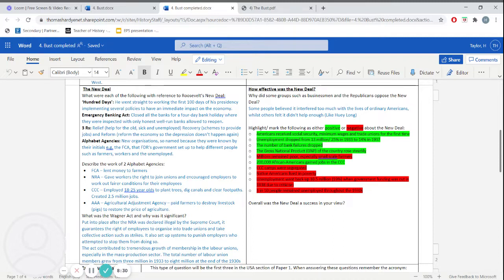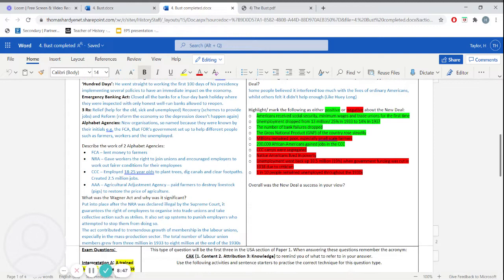And then alphabet agencies. These were new organizations that were so named because they were known by their initials. For example, the FCA. FDR's government set them up to help different people, such as farmers, workers, and the unemployed. Right, you're then asked to describe 2 of the alphabet agencies, and I've given you 4 examples here. There's lots of examples you could use, but I've just got 4 here.